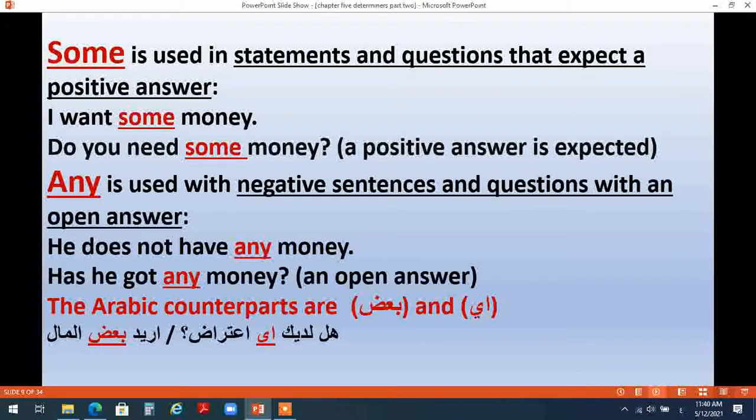The Arabic counterpart we have in fact two words. Either we use بعض or we use أي. For example أريد بعض المال، أو هل لديك أي اعتراض. وأيضا كما تلاحظون بعض وأي are inflected for case، يعني تعتمد حركتها الإعرابية بحسب موقعها في الجملة.